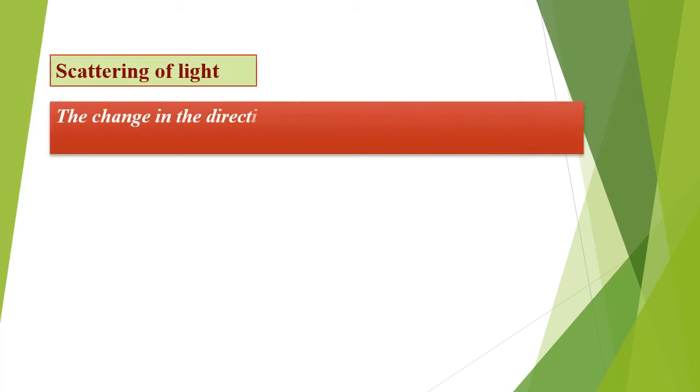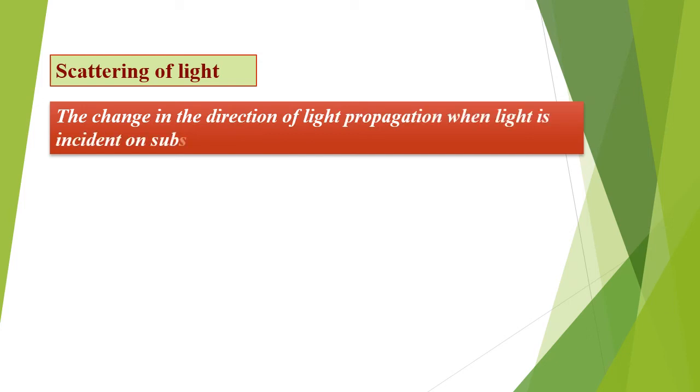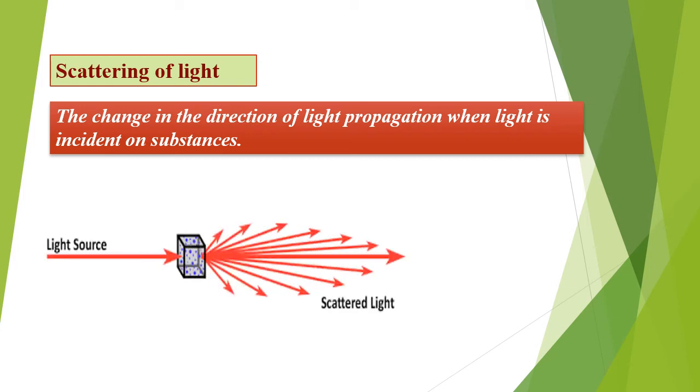Scattering of light. Now, what is this scattering? The change in the direction of light propagation when the light is incident on substances is known as scattering of light. You can take the example here: when the light source is incident on the substance, the light is scattered in all directions. Scattered light means in all directions it spreads.